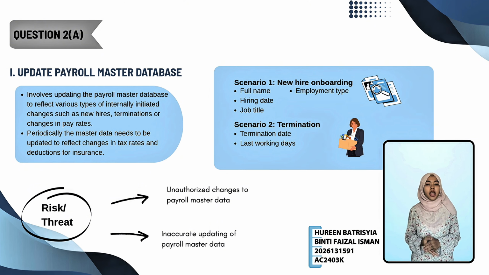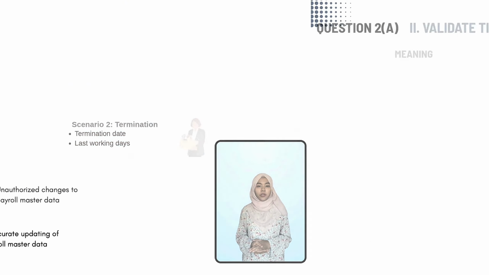Second risk is inaccurate updating of payroll master data. This risk is usually driven by human error or system glitch rather than fraud. Examples include a typo that enters a new salary as 100,000 instead of 10,000.